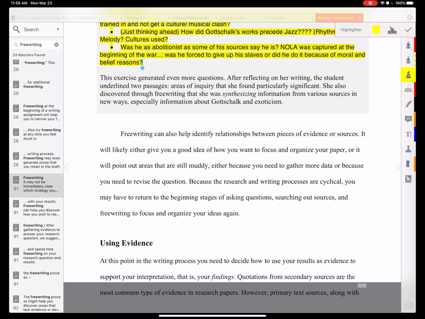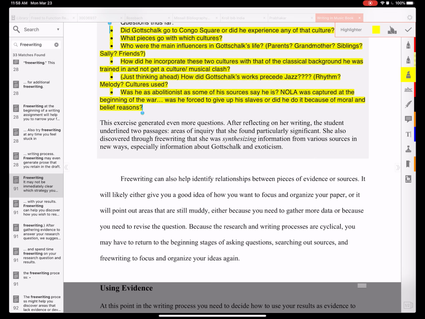I really believe that writing is a way of finding out what you think. Writing isn't what we do after we've done all the thinking. Writing is a way of thinking. I guess that's the best way to put it. So I think this is a really powerful tool. I hope you take advantage of it.